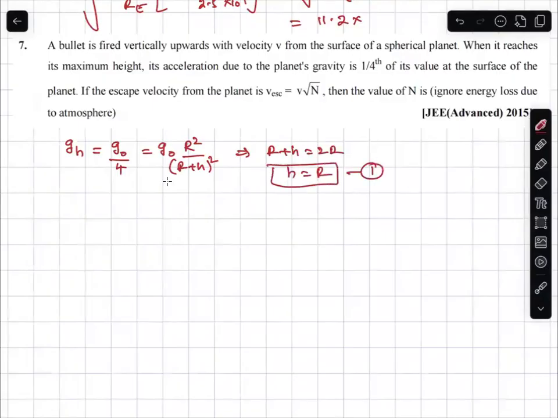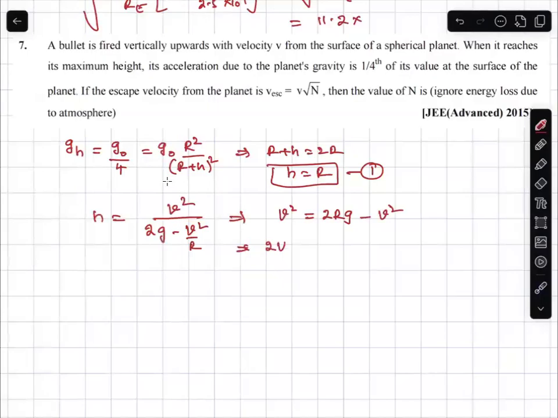Equation 1. But we know the formula, no? H is equal to V square by 2G minus V square by R, which implies V square is equal to 2RG minus V square.